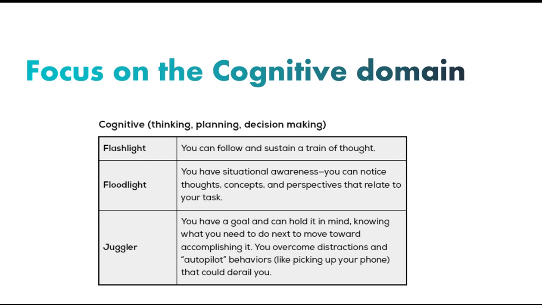So in summary, what we want to focus on in this information processing phase is to practice using a flashlight so that we can have a sustained train of thought whenever we're approaching anything, and be able to step back and have a floodlight for safety so that we can see the big picture of everything that's around us. And notice that we have to have our juggler available to be able to switch tasks, and be mindful that these things can derail us. So we have to be very, very careful when using them.